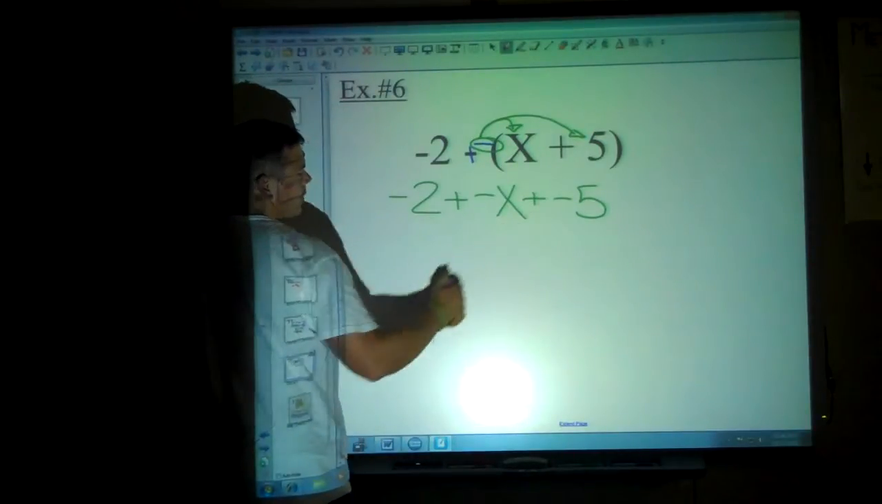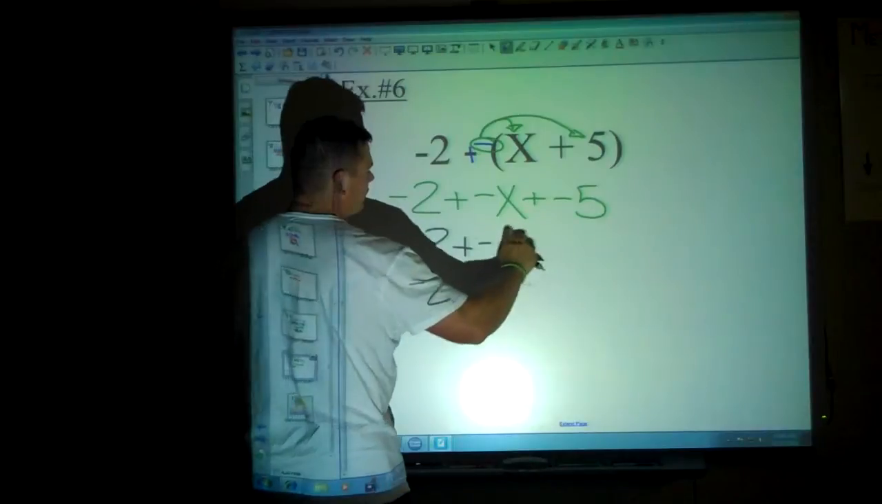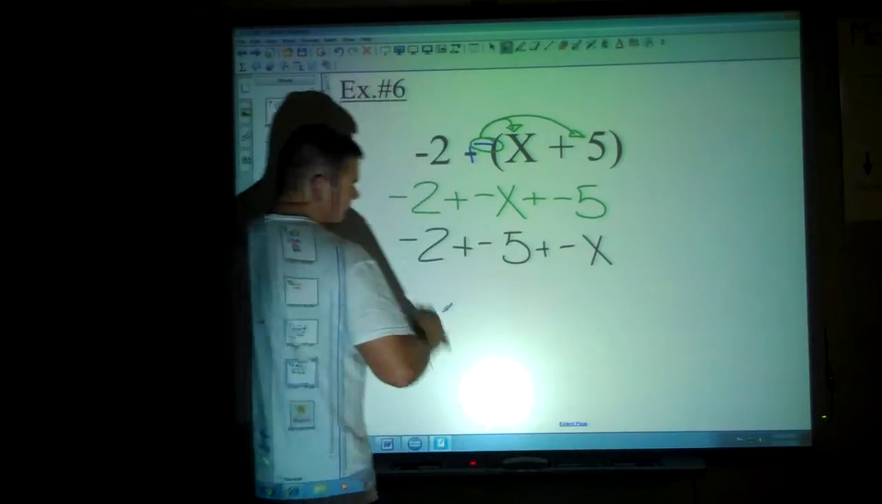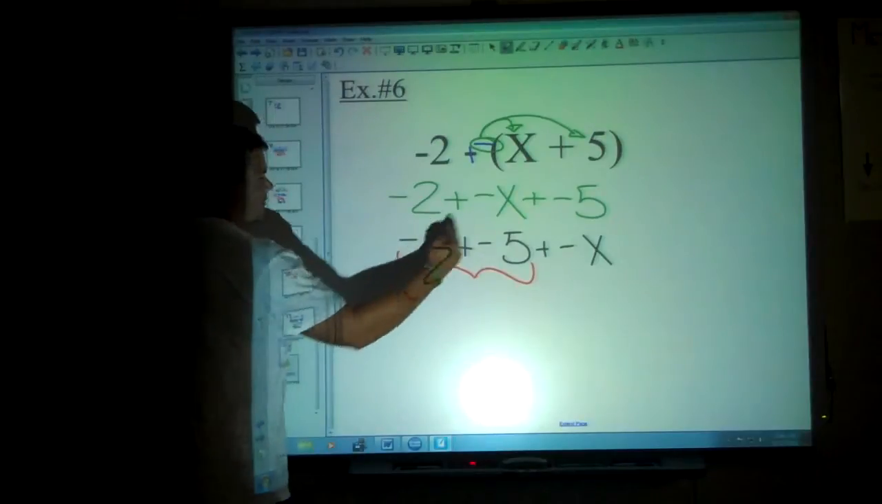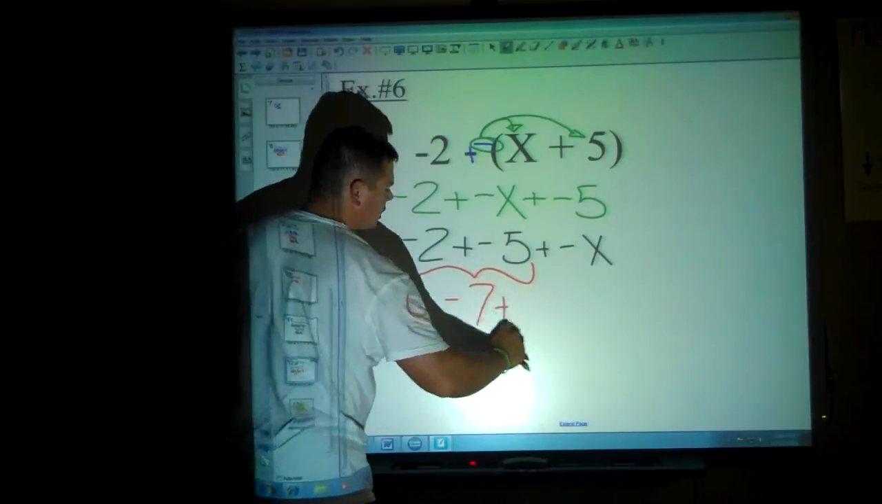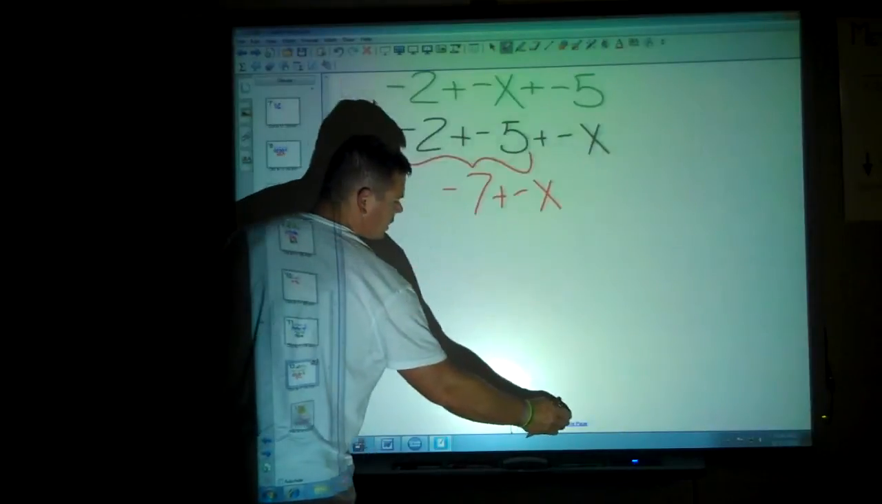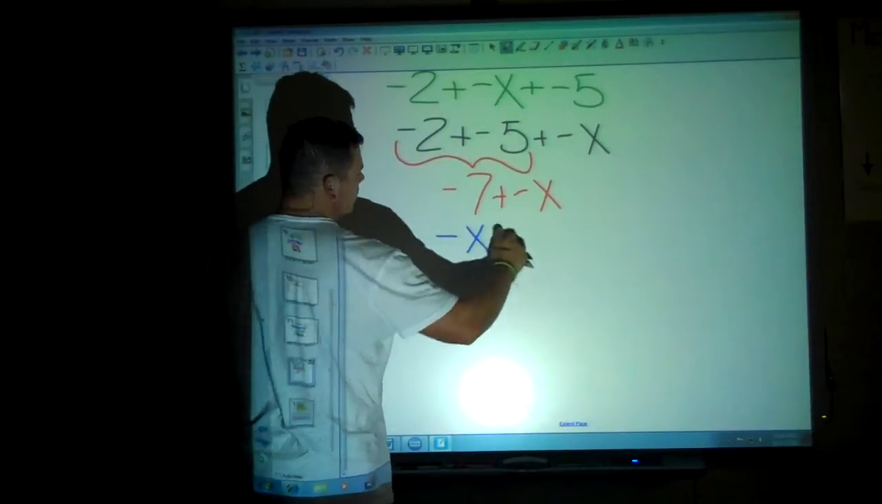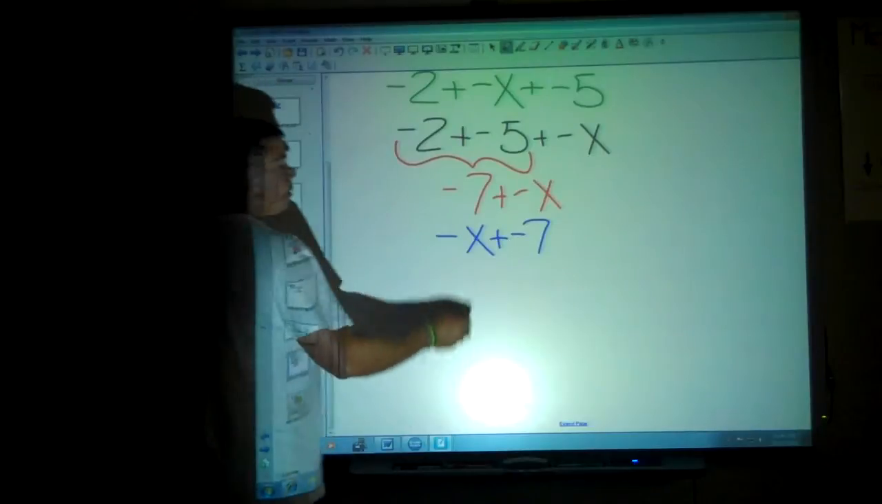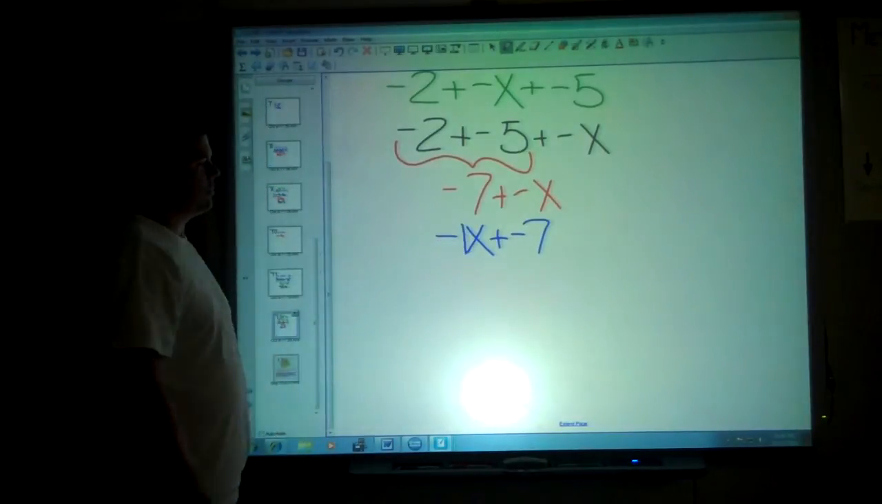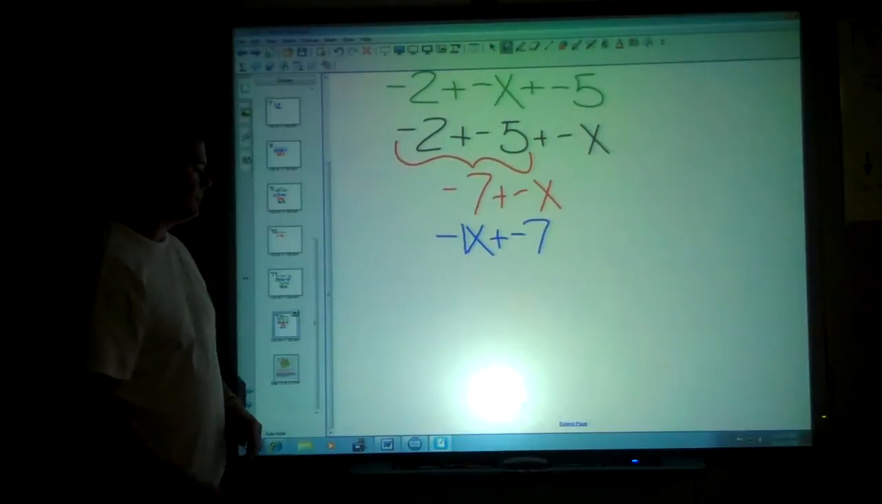Now it's addition, you can rearrange it. -2 plus -5 plus -x. You've got like parts. Negatives plus negatives makes more negatives. Typically, we would write the variable first. So we would say -x plus -7. If you want to stick a 1 in front of that x, there's nothing wrong with that. It's the same thing, -1x plus -7.